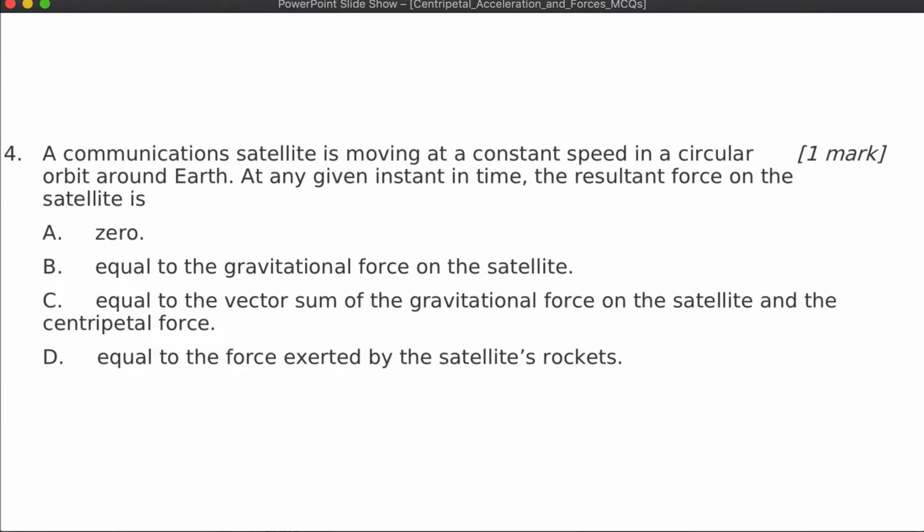A communication satellite is moving at constant speed in a circular orbit. At any given time, the resultant force, let's go through the different answers here. The resultant force on the satellite is 0. Well, that can't be true because we've got circular motion. If you've got circular motion, a circular orbit, we must have a centripetal force. It must be non-zero.